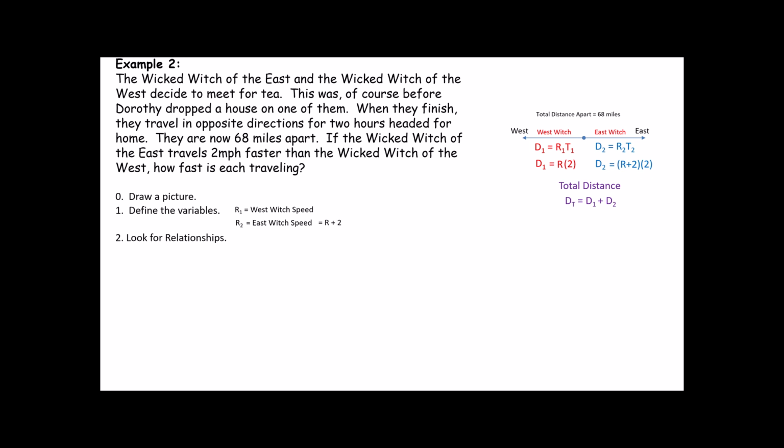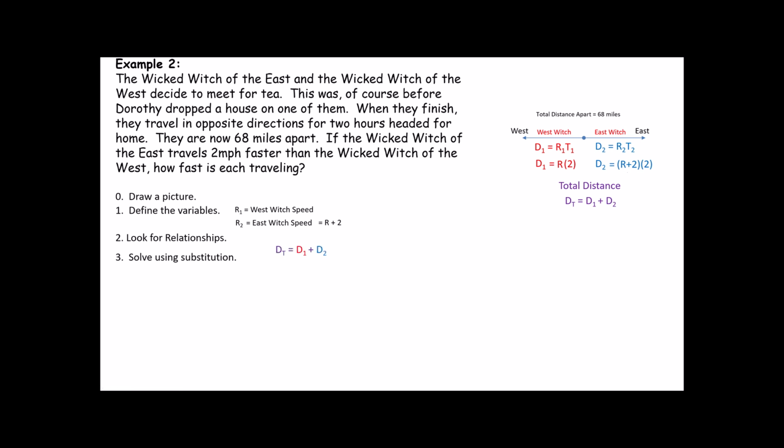Now, I don't actually know their distances, so I'm going to have to use substitution. Do I know the total distance? Well, sure, that's right here at 68. Do I know distance 1? No, but I do have an expression that represents it. Do I know distance 2? No, but distance 2 is the same as 2 times r plus 2.